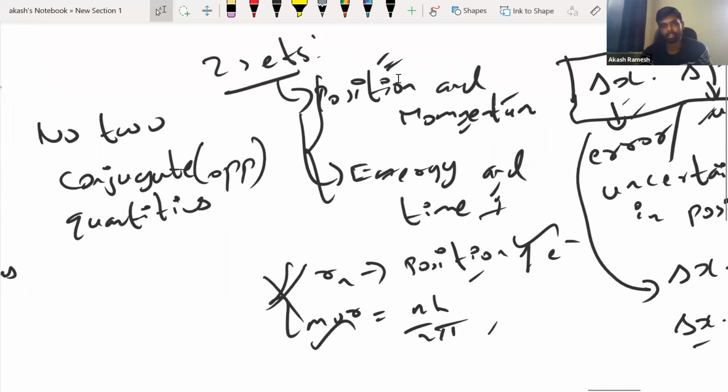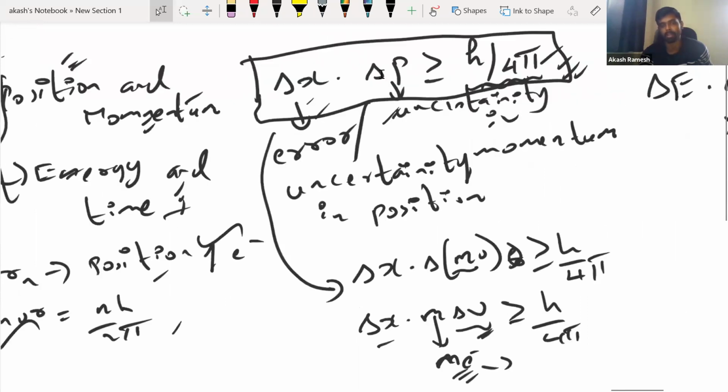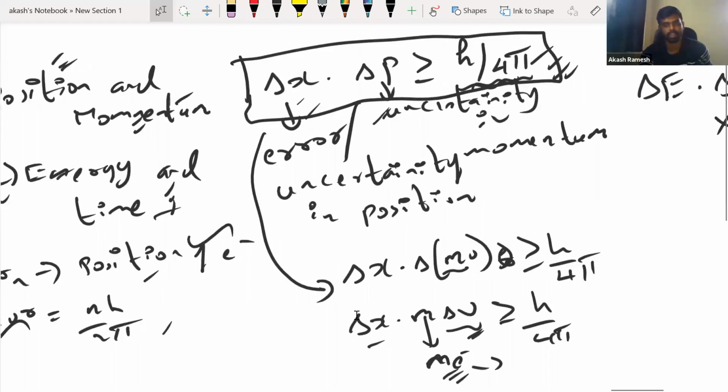So if we multiply the error in position with the error in momentum, or you can also call it uncertainty, uncertainty in position and uncertainty in momentum, if you just multiply them both, they'll always have some minimum value. So this product is always greater than or equal to h by 4 pi. Again, a very important formula, right? And I told you we can modify this a little bit because momentum is m into v, mass is a constant, so I can write m outside the delta. There will obviously not be any error in mass. So this way also you can rewrite this equation.